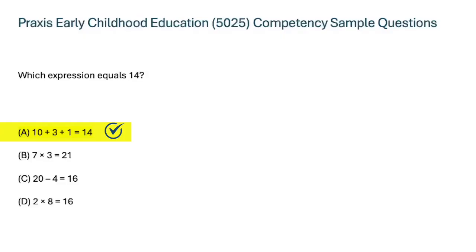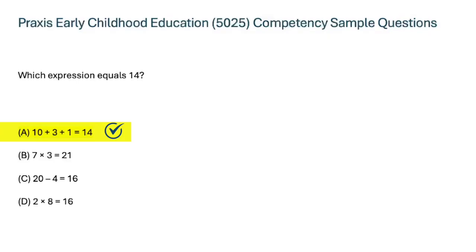Option C, 20 minus 4 equals 16. It's close, and with a quick glance, it might look like the correct option. So the point is, don't rush through, because option C is incorrect. Option D, 2 times 8 equals 16, another distractor that's close but also incorrect. So the point is, pay close attention and quickly do the math, whether mentally or on scrap paper, to ensure your correct response.